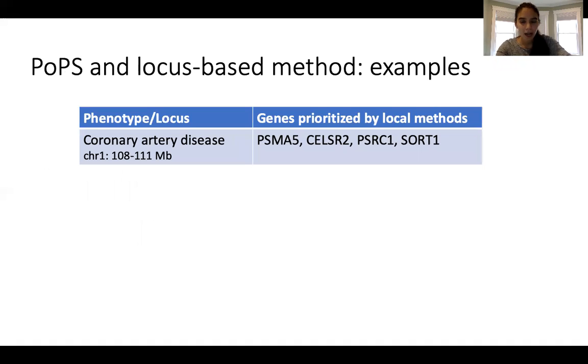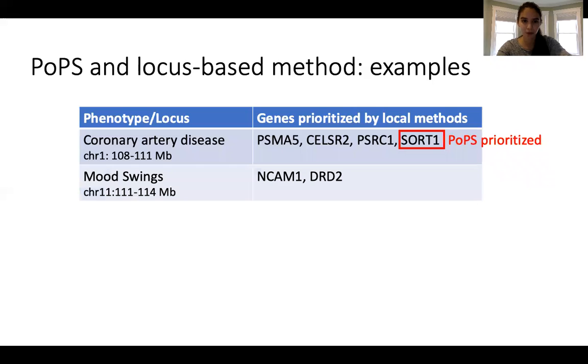So for coronary artery disease in this particular locus, if you apply local methods, then they actually prioritize 4 different genes. But then when you ask POPS what the top gene is in this locus, POPS prioritizes SORT1, which is sort of a classical example of a gene that's prioritized by experimental follow-up of a non-coding signal. So that's a nice positive control.